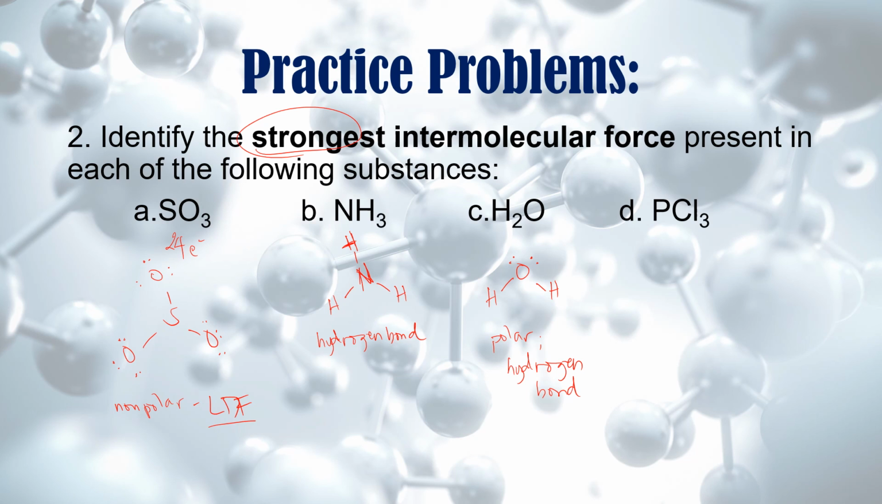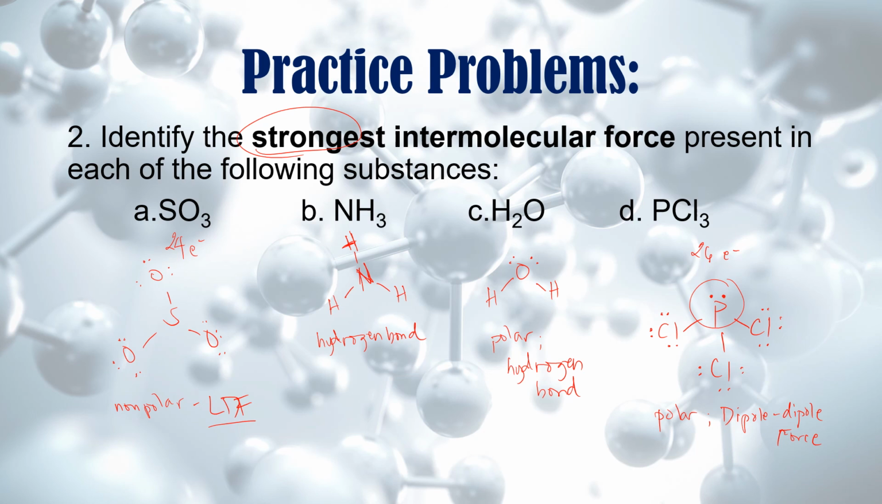Letter D is PCl3. The total valence is 26 electrons. So we have P, Cl, Cl, and then another Cl. So we complete 8 electrons each. So that's 8, 16, 24, 25, 26. There is a lone pair at the central atom, hence this is a polar molecule. And what type of IMF is present in polar molecules? The answer will be the dipole-dipole force or the DDF.